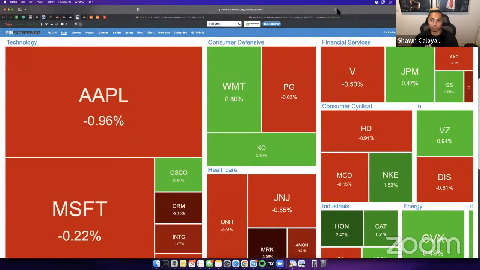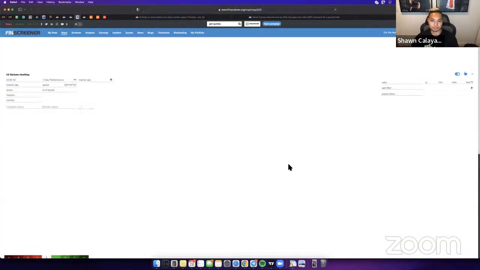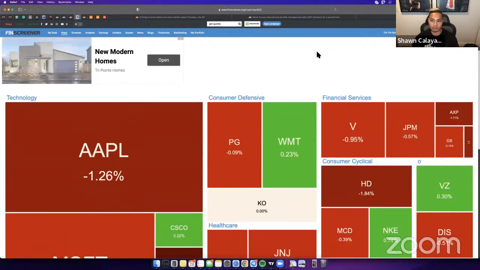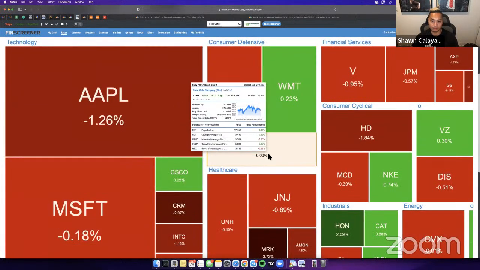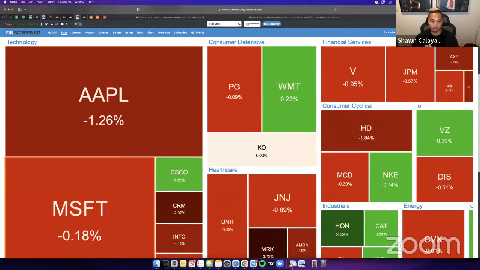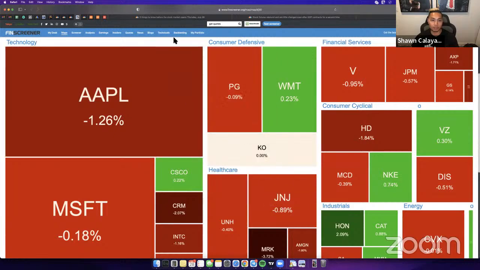Looking over here at the heat map, we'll refresh this real quick. And this is currently pretty mixed as well, as you can see. There's some stocks that are red, some stocks that are green, some stocks that are neutral. There's more red here, but there's still some green stocks. So it can still shift back up, but there's no clear bias.